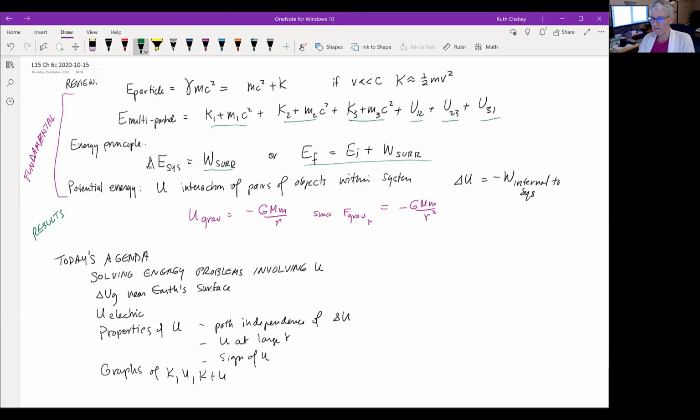For example, the fact that since potential energy, as we can see from this gravitational energy equation here, only depends on the state, it only depends on the separation of two objects, then the change in gravitational potential energy is independent of how you got from one state to another. It only depends on the initial and the final state, so you could take any path between them. What happens at large distances, talk a little more about the sign of potential energy, and work a little more with graphs of energy. So that's the agenda for today.